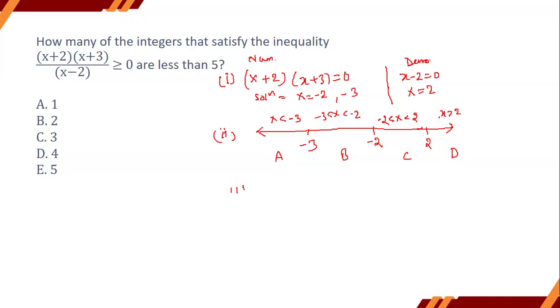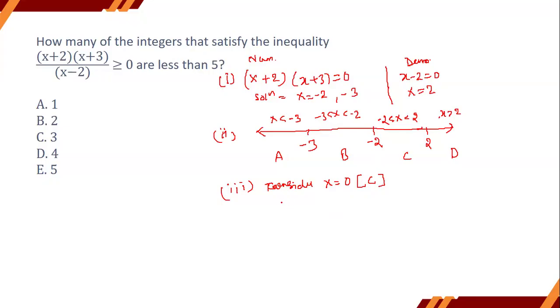Now, what is the third step? The third step is you will check the sign for each of the regions. For that, we will take a number from any of the regions. So let's consider x is equal to 0. Now, x equals 0 is from which region? This is from region C, right? So we will check this number with the given expression here, in order to determine the sign of the expression.